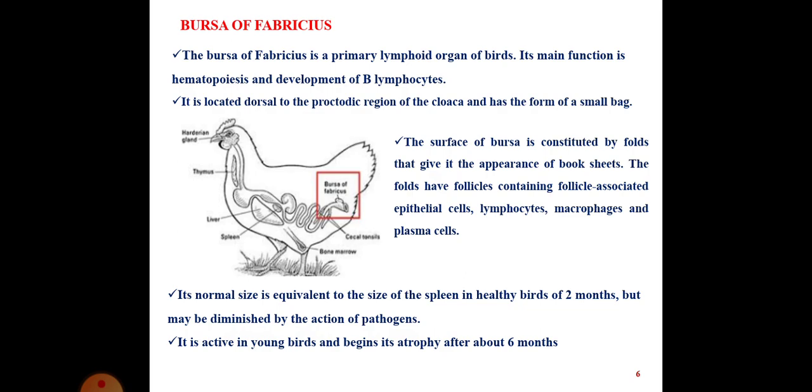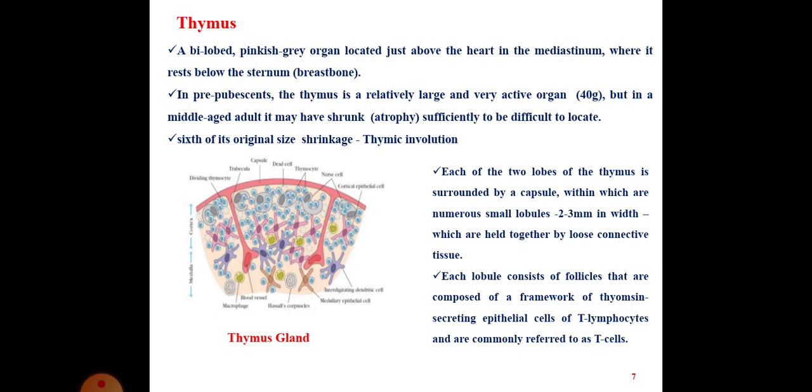Its normal size is equivalent to the size of the spleen in healthy birds of 2 months, but it may be diminished by the action of pathogens. It is active in young birds, but begins its atrophy, that is the shrinkage of the organ, after about 6 months. Next we see the major lymphoid organ, the thymus.